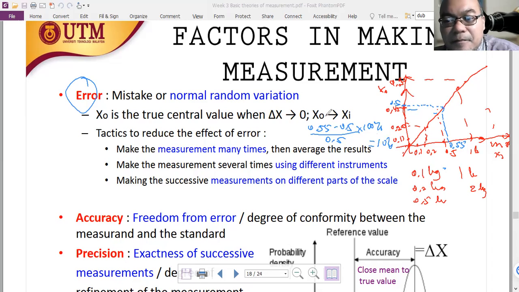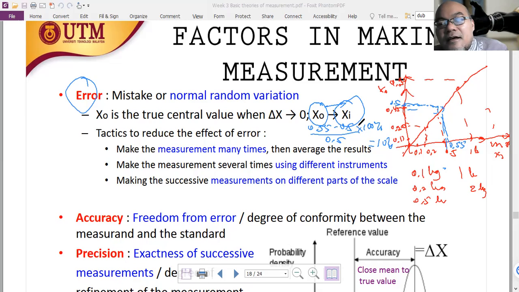So when you can have a very accurate calibration, and the 0.5 here approaches 0.5, when you put the object with the unknown weight into the balance, you will then obtain 0.5. In that case, your measurement value, the X output, will be very close to the input value XI. So 0.5 minus 0.5 will approach zero, and your error is 0%.